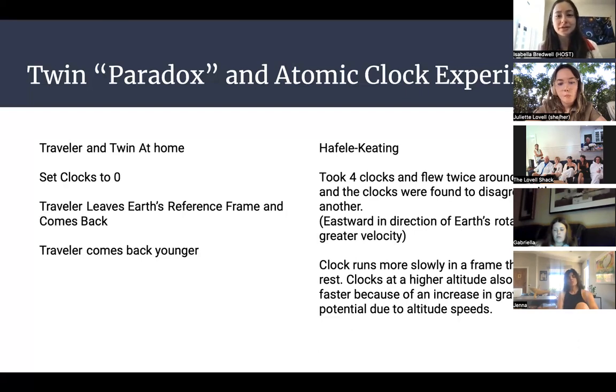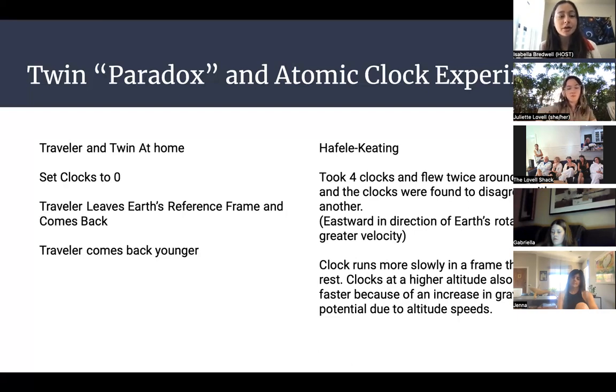But one of the experiments that was done to kind of show this is the Hafele-Keating experiment. So basically they took four clocks and flew around the world. One of them they took eastward, which is in the direction of Earth's rotation, and one of them they took the other way, so it'd be slower. And they found that the atomic clocks actually did show different times. So that's kind of our proof of relativity being real and our time not necessarily being as we perceive it. But yeah, essentially the clock will run more slowly in a frame that isn't at rest.